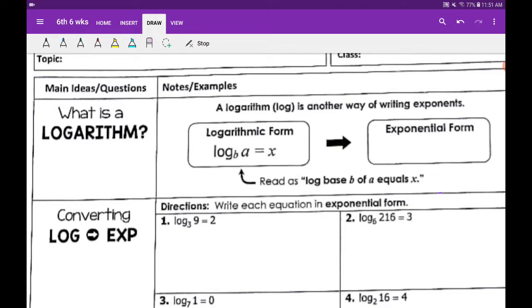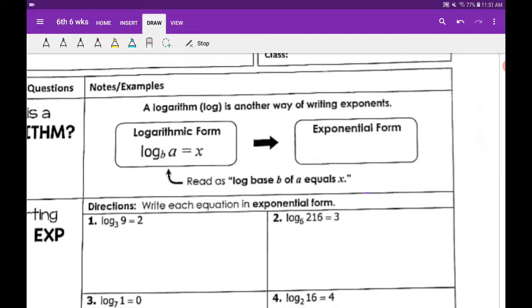So we have the log, and it's read as log base b of a equals x. Then we can convert it into its exponential form by doing this. We know an exponential has a base, so that's what b is. Whatever that number is, we'll put that base there. As we know, the exponent is up in the power, and logs equal the exponent, so that is going to be at the top there.